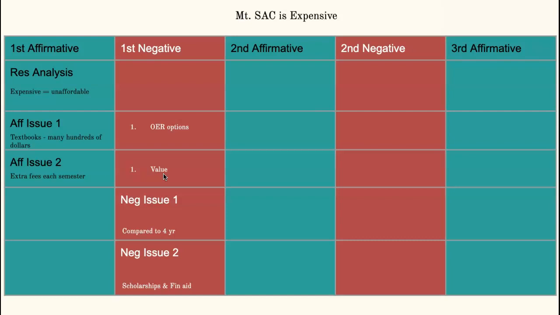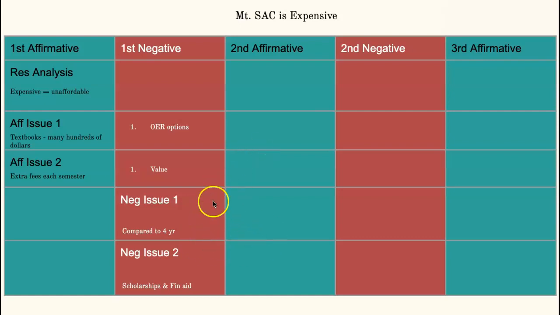I'm done with my first negative speech. Again, there would be a cross-examination period in here. The affirmative debater can ask the negative debater some questions. Then the affirmative debater gets to get back up. And again, you can sort of view this like a tennis match. The affirmative hit the ball, the negative hits it back. Now it's the job for the affirmative to respond to what the negative debater just said.